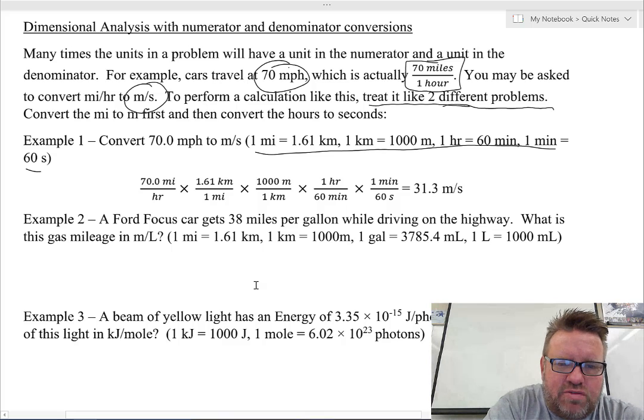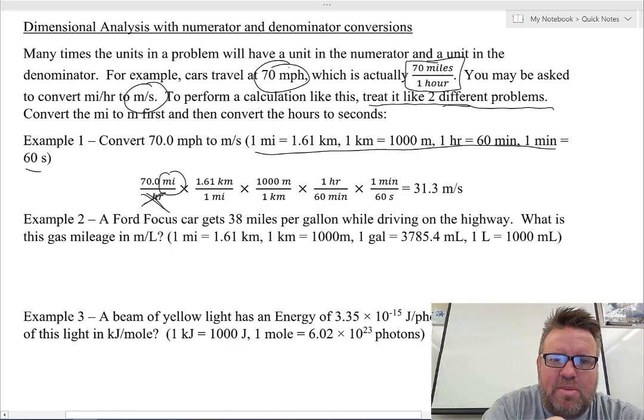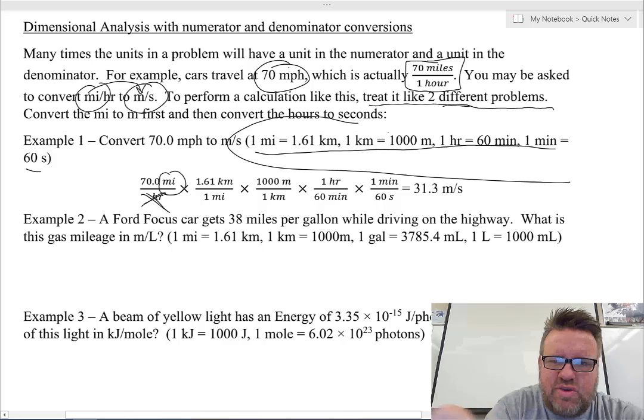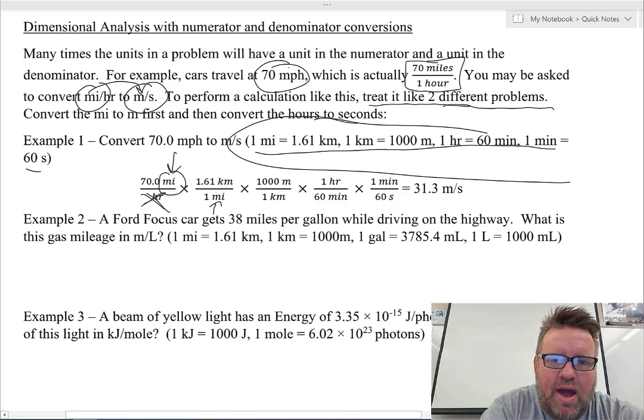We're going to start, so forget about these hours here on the bottom altogether. Just focus on the miles. I need to convert miles to meters. Okay, and so you'll see, here's my conversions right here. So the first thing I'm going to do, since miles are on the top, I'm going to put miles on the bottom. And here's my conversion. 1 mile equals 1.61 kilometers. So then my miles are going to cancel.